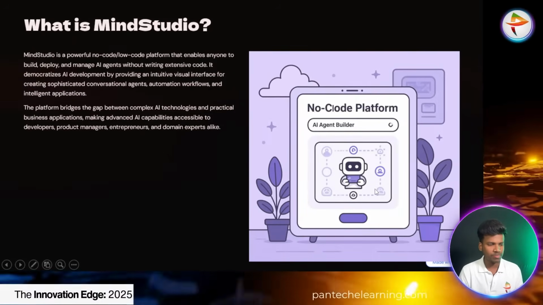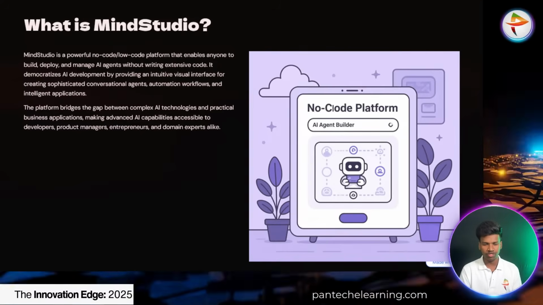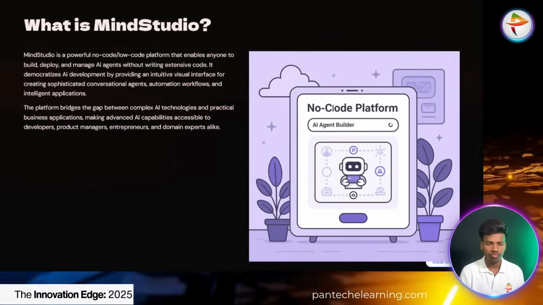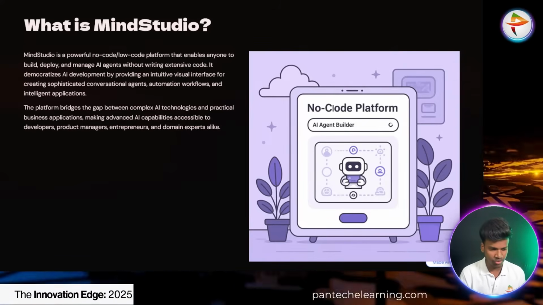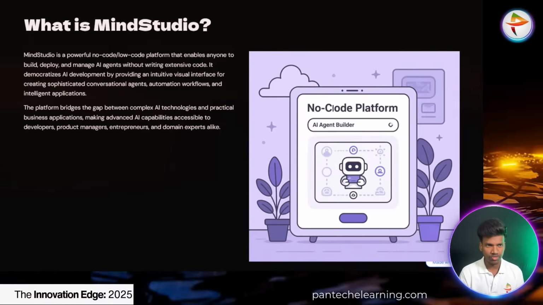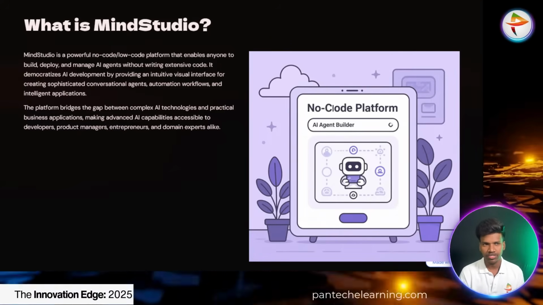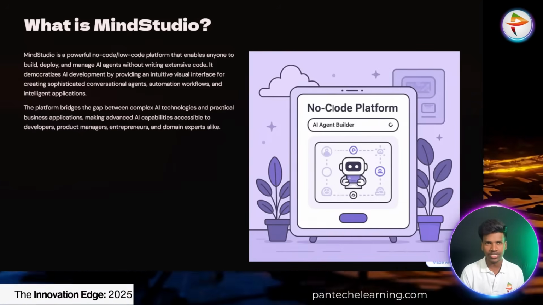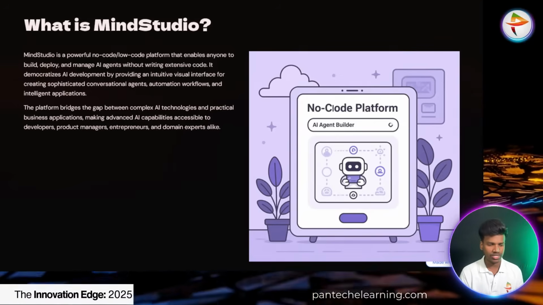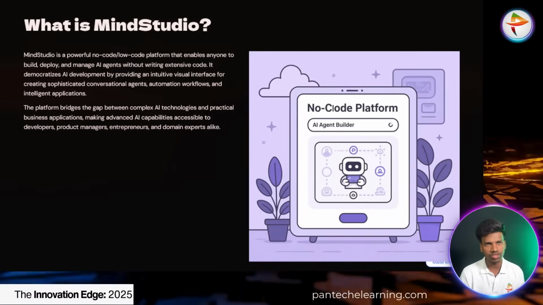So first, what is MindStudio? MindStudio is a powerful no-code, low-code platform. Most of you already know about this. No-code, low-code means without code, zero code or less code. That means a drag and drop method. Like n8n, Zapier, and on the first day we discussed Lindy AI. In the entire process, we use just drag and drop or select methods to develop a particular agent. Same concept here also. MindStudio is also a zero-coding tool.